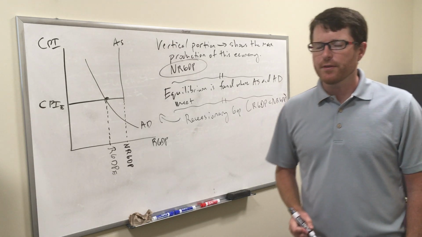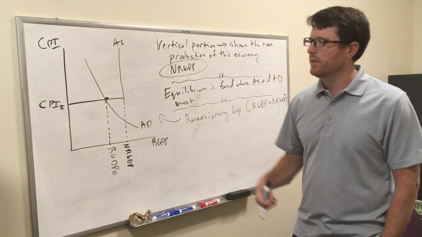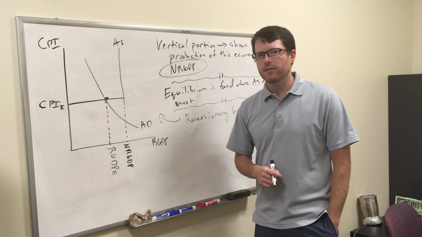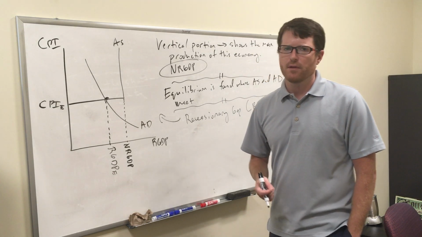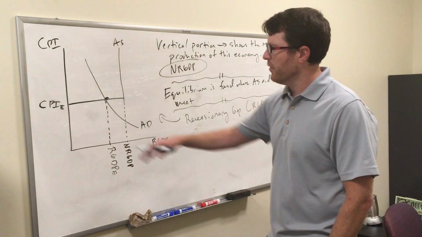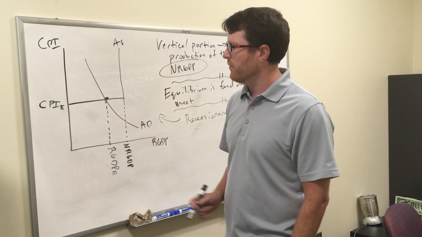And Keynes would recommend that the government get involved to try to fix this through expansionary fiscal policy, cutting taxes, raising government spending. We'll get back to that discussion at the very end of this video, but first we need to figure out why is this part flat and why is this part vertical.